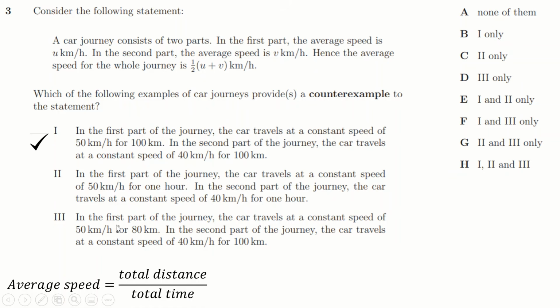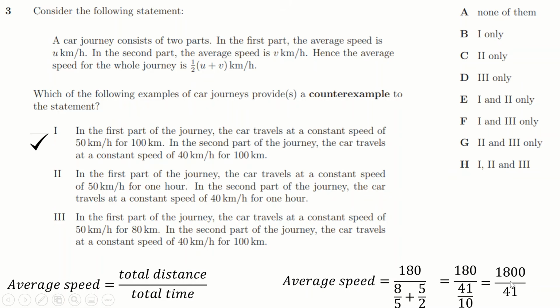This one down here is total distance is 80 plus 100. Total time is, well, the time here is 80 divided by 50. The time here is 100 divided by 40. This is 8 over 5. This is 5 over 2, I guess, if you simplify. Put those together to get this. And then when you divide by 41, you know you're not going to get a nice whole 45. And likewise, you could times 41 by 45 to check that it's not that. But this is also a counterexample. Okay, cool. So the answer is F, I guess.